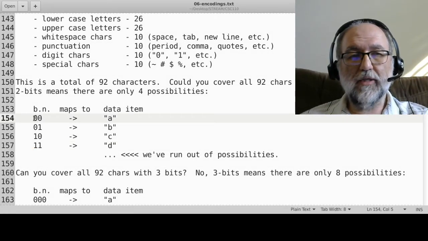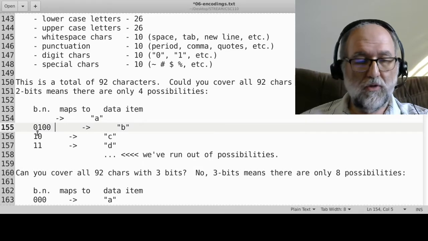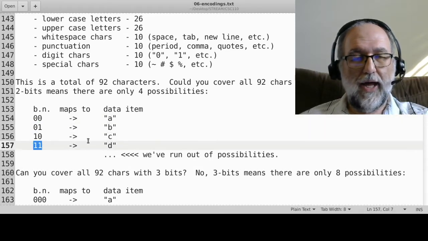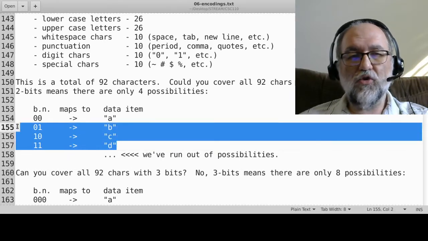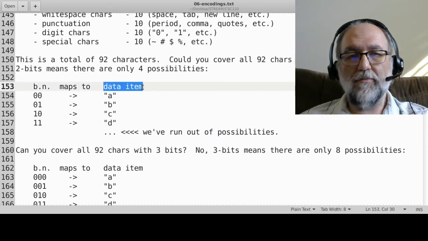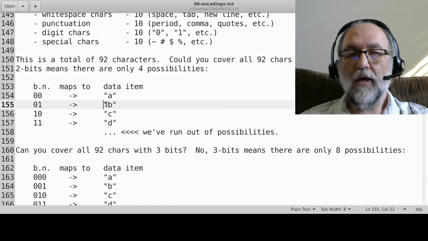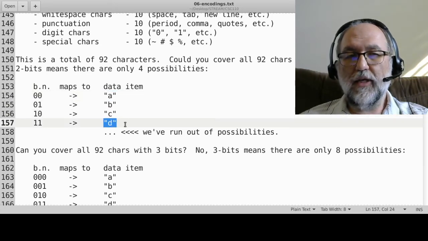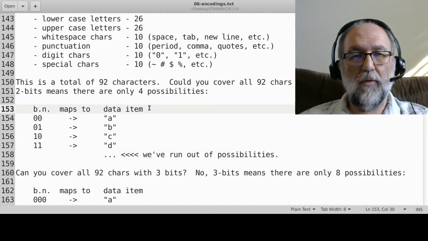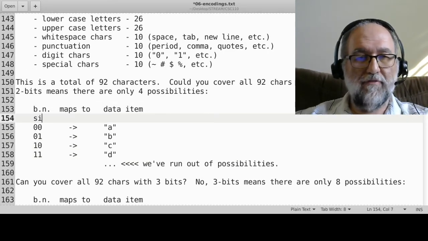Again, 2 bits, there they are, the first one and the second one. And what are the 4 possibilities? 0, 0, 0, 1, 1, 0, and 1, 1 like that. And you go, okay, well, I've got 4 entries in my dictionary. Let me start to fill them in. So here are the data items. These are the things that are being represented. So here's the A, here's the B, here's the C, here's the D, and then you've run out of entries in your dictionary.